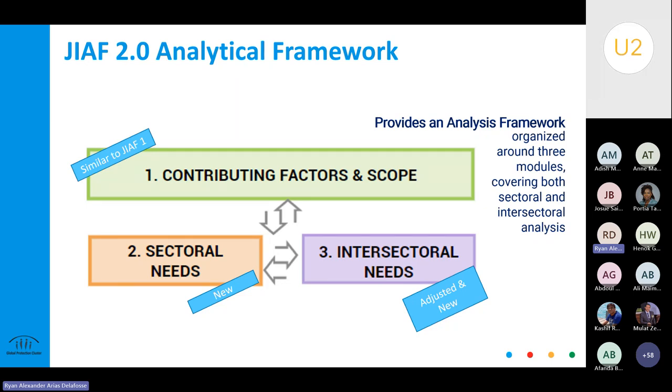The third module is quite similar to what we had previously as far as what the outputs are. It's just how we reach them that is different. So it has similarities because it concerns PIN and severity. But what is different is that now intersectoral severity and overall PIN are a combination of sectoral inputs and convergence of evidence. We will review this later in the webinar.